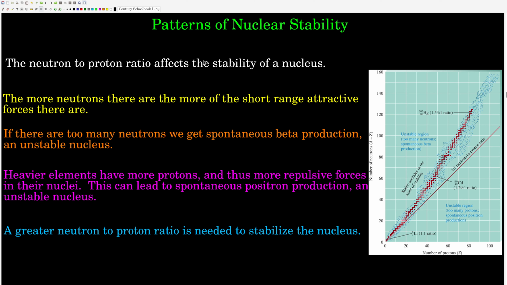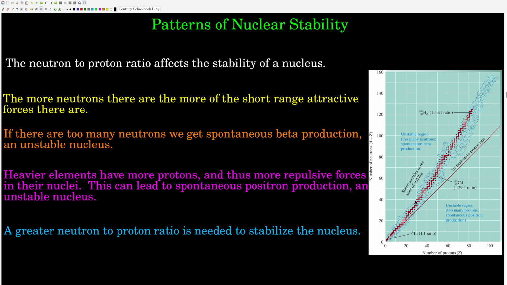One of the predictors of whether or not a nucleus is stable is the neutron to proton ratio. And that's what this graph over here is showing. It's showing the neutron to proton ratio for a lot of different isotopes. For example, down here, lithium-6, there are 3 protons, 3 neutrons, the ratio is 1 to 1. These red dots are what we call the zone of stability. Cadmium-110, the ratio is 1.29 to 1, and mercury-202, 1.53 to 1. And this straight line here is what you would have for a 1-to-1 neutron to proton ratio.